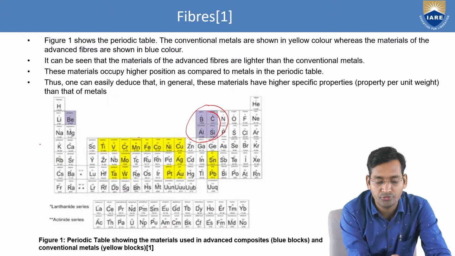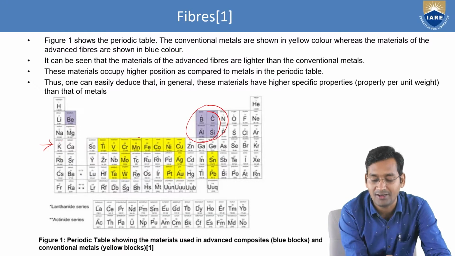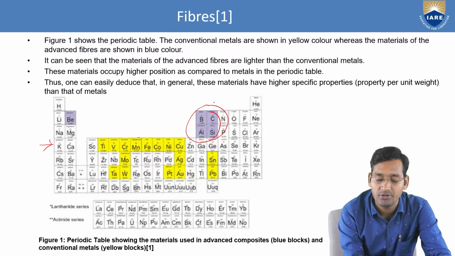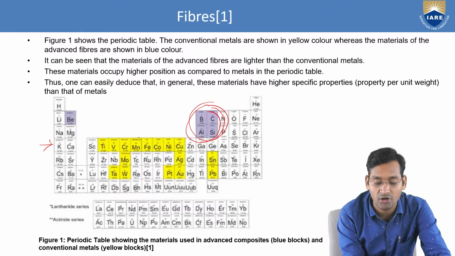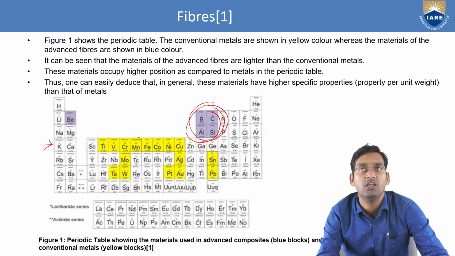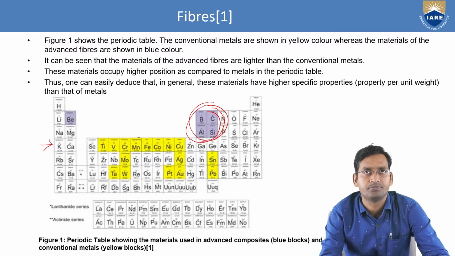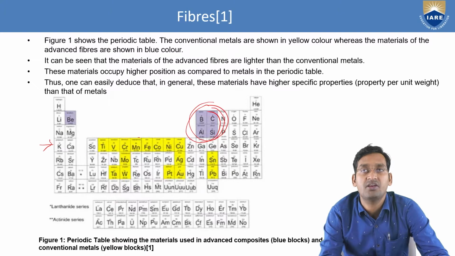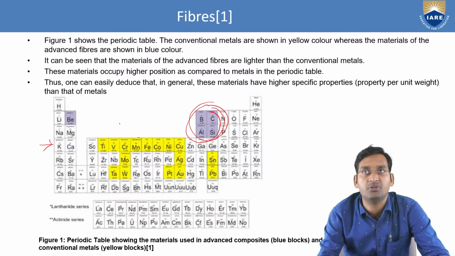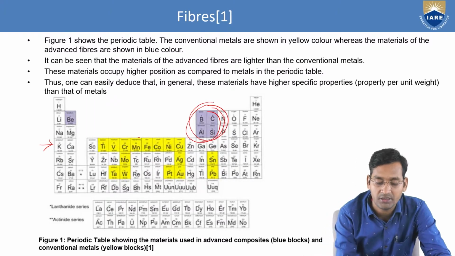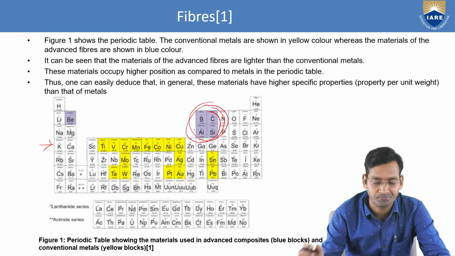If you move right to left like this, this will be after this. Once the 3d or d orbital gets over, only then the p orbital will start. Thus one can easily deduce that in general these materials have higher specific property, that is property per unit weight, than that of metals. So the specific property is much better than the other metals.